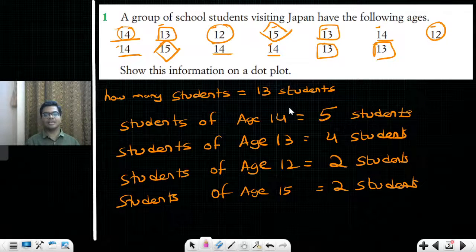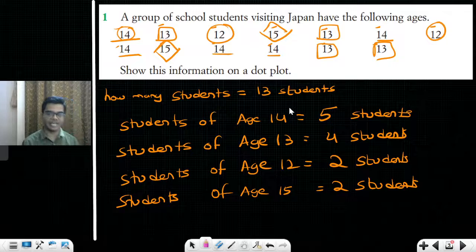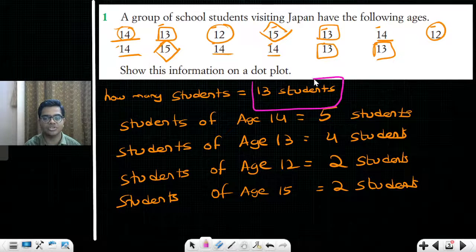Right now, the question on our screen is from your textbook, where there is a skill check of 4-5 questions. In that skill check, the first question is this one which I have put on the screen. A group of school students visiting Japan have the following ages: 14, 13, 12. These are the different ages of the students who are visiting Japan. Now how many students are there in total? In total there are 13 students.